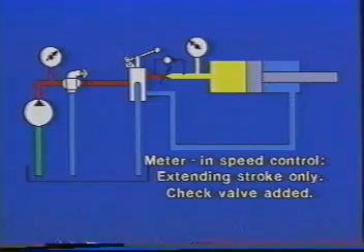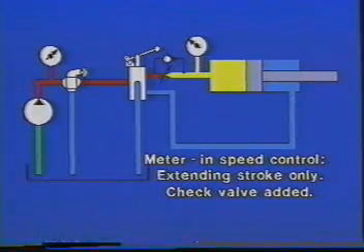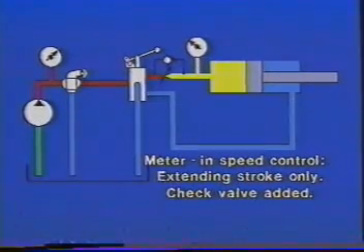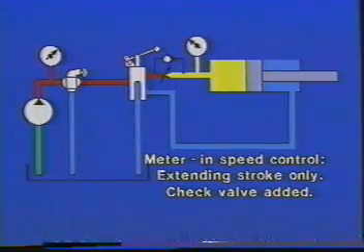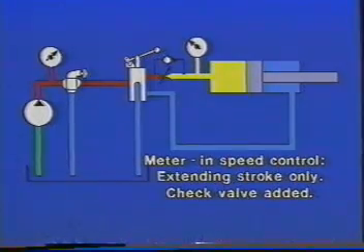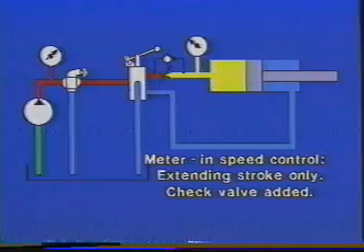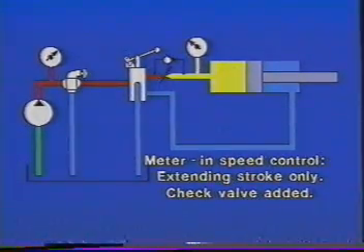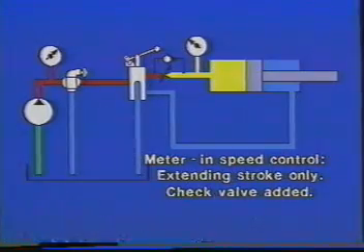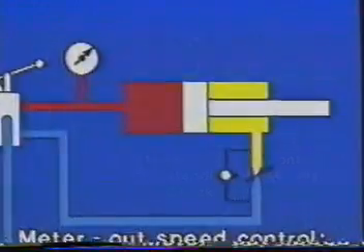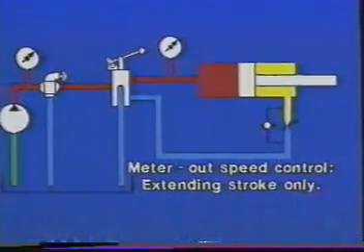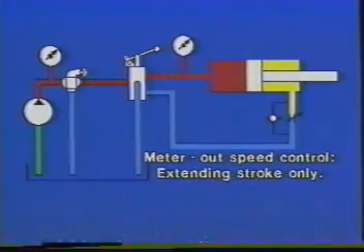However, meter-in circuits can only be used with opposing loads. If the load in this example should tend to run away, it would pull the cylinder piston ahead of the oil supply. And since the exhaust flow has a free path back to tank, our meter-in circuit would not prevent the load from running away. In this instance, let's put the flow control on the outlet side of the cylinder. In other words, we'll control the flow coming out. This is known as a meter-out circuit.